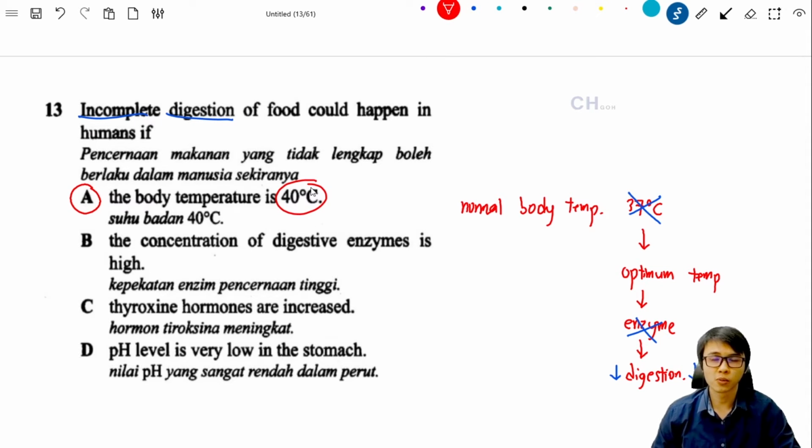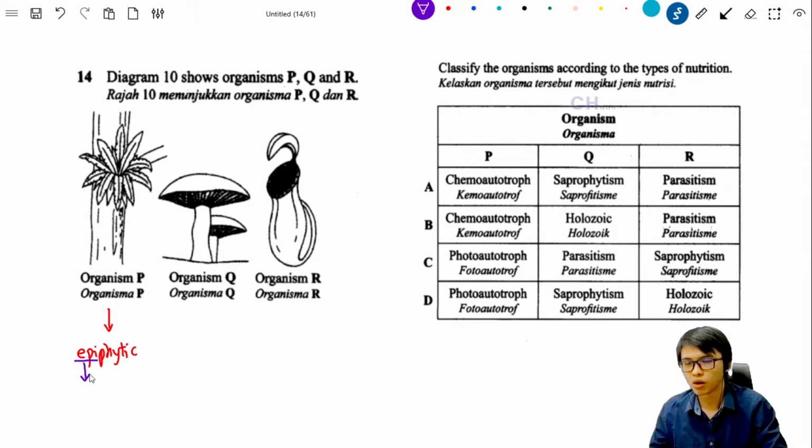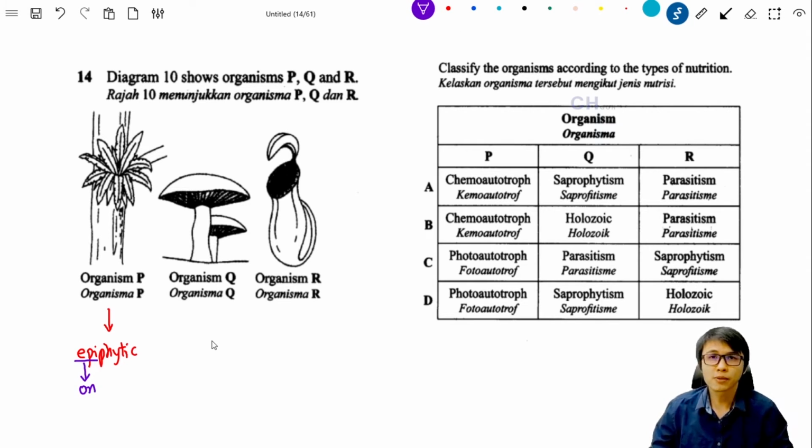That's why when you have a fever, you don't feel like eating anything, right? Because your enzymes are trying to tell you they cannot work very well. Okay, look at question 14. Diagram 10 shows organisms P, Q, R. P is the epiphytic plant. Epi means on. So these plants will grow on other plants. Why do they want to grow on other plants? Because they are too short.